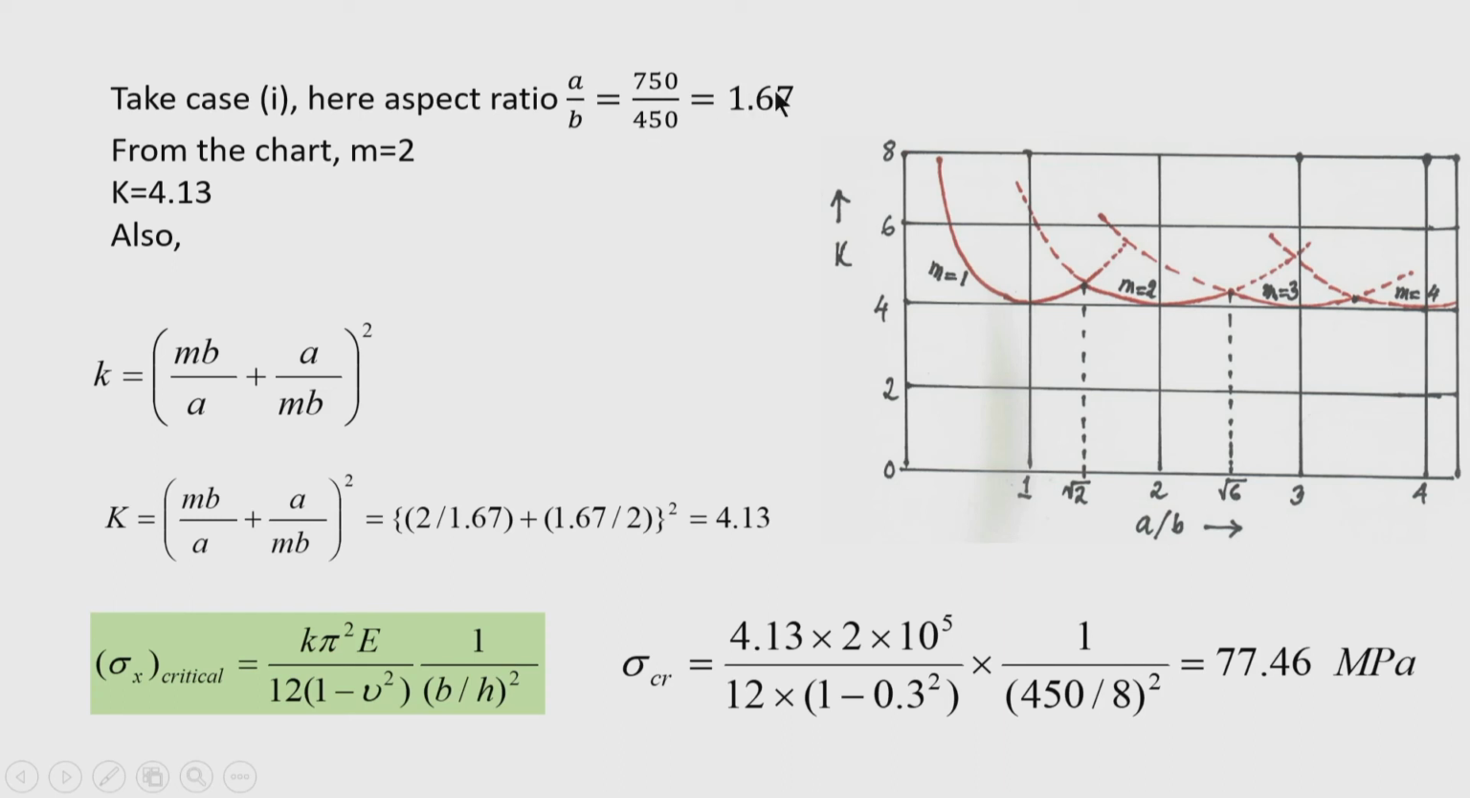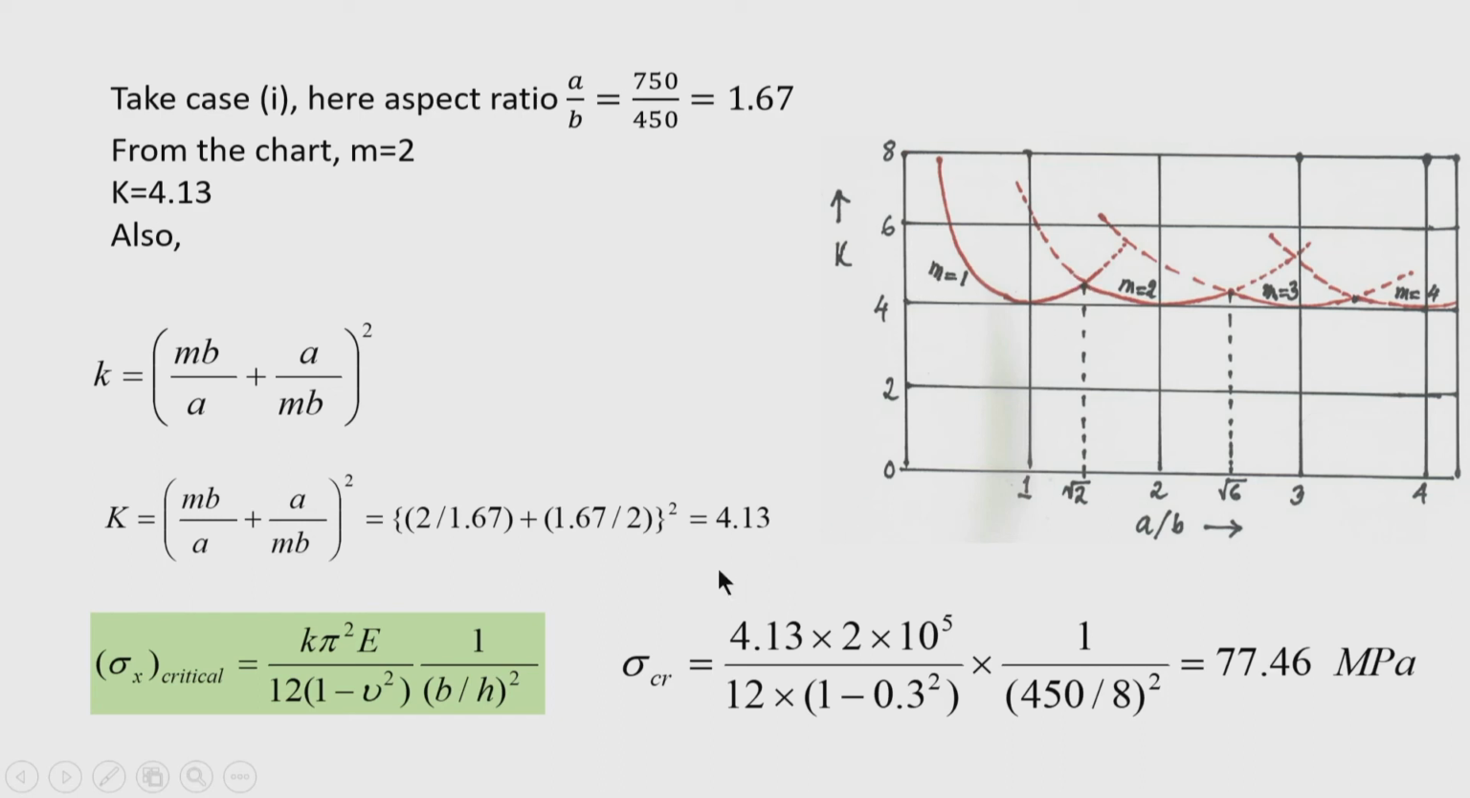So, it is 1.67. From the chart we can find that for 1.67 a by b ratio, the limit is 1.414, root 2. So, if it is 1.67, then m is 2, it is obvious that m is 2. Therefore, substituting m as 2 in this expression, we get k as 4.13, or from the graph also we can read it if the graph is drawn accurately.